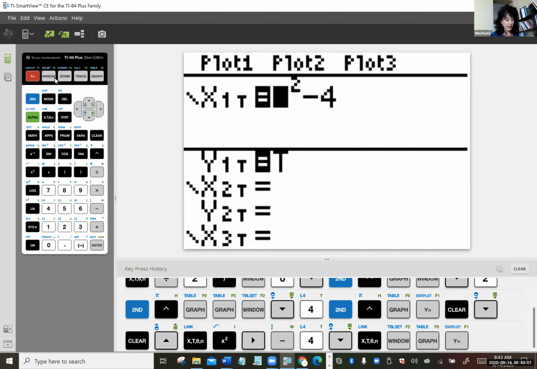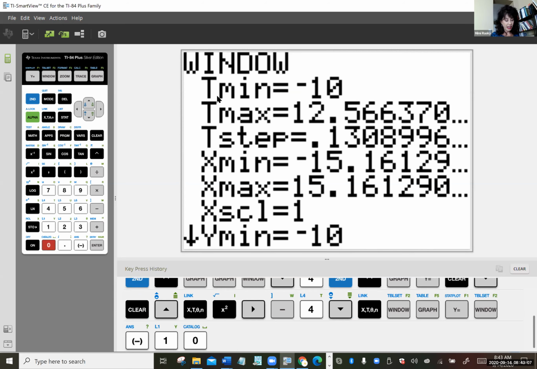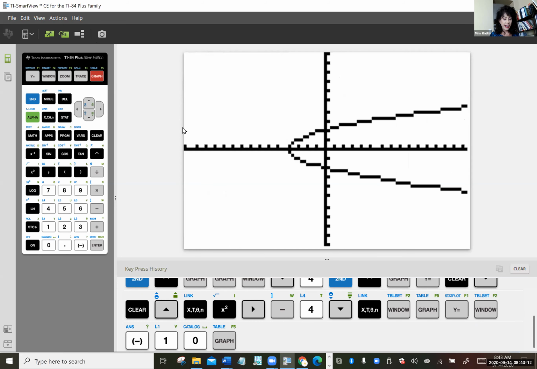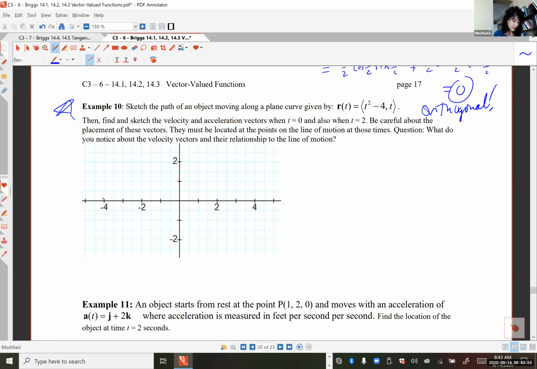So what is the full picture? Well, if you go back to window and capture some negative time, like -10, and I'll leave my t max 12 and some change, you'll notice, there we go. There's the full picture. So it looks like a horizontal parabola. And did you notice the orientation if you didn't blink too quickly? So here's my parabola. Was it going this way or was it going the other way?